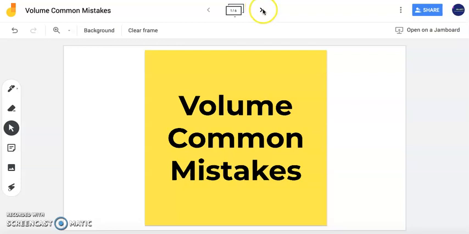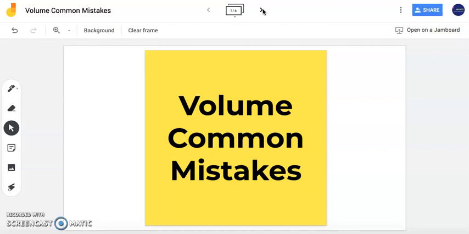Hello, fifth grade. Today we're going to go over common mistakes made when completing problems involving finding the volume of rectangular prisms. Now, mistakes are proof that you are learning. I am glad to see that you are all trying so hard with this. We learn from our mistakes. You are doing an incredible job, and in order to get better at finding volume of rectangular prisms, we have to review your mistakes.